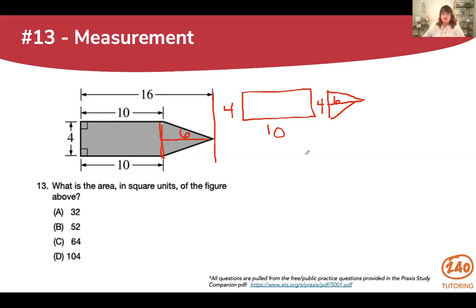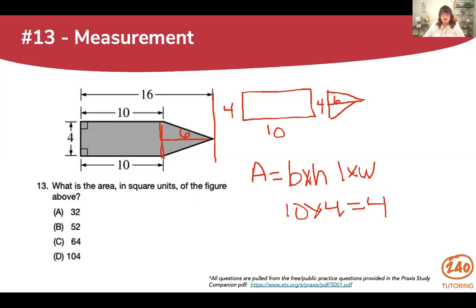It's pretty straightforward. The area of that rectangle is going to be length times width, or sometimes you'll see it written as base times height. Either way, base times height, or sometimes you'll just see it BH, or length times width. It's going to be the same thing. So for the rectangle, we have 10 times 4, which is going to give us 40 square units.